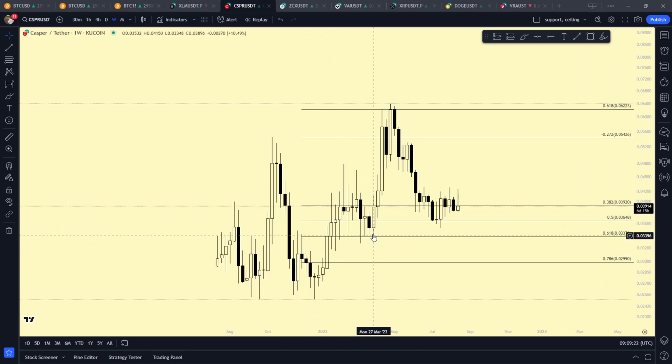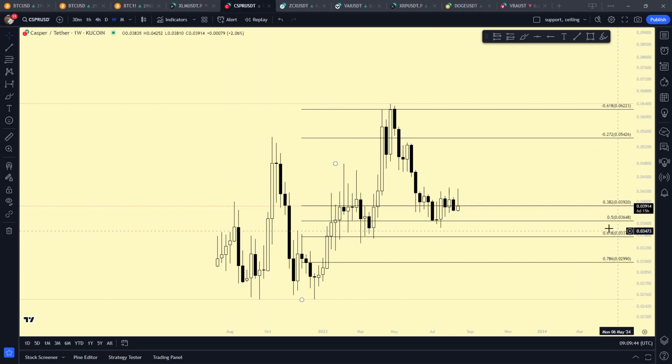But look, guys, how beautiful this Fibonacci is. Let's say we made this move, and we calculated it. We know this area. Then we just wait till the price reaches either of these three levels.